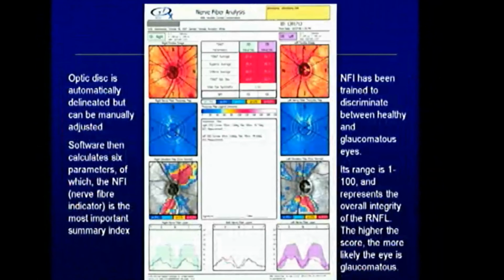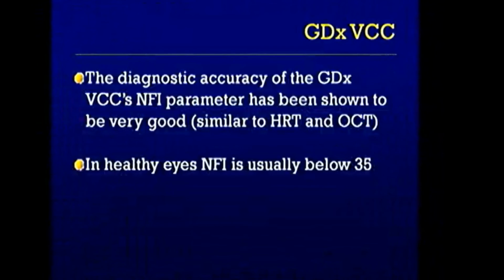So this is a typical printout from the GDX VCC, and there was a newer generation called ECC with better corneal birefringence capabilities, and it gave a number of different parameters, including nerve fiber layer thickness. Consistently in studies, the one that was most sensitive for distinguishing glaucoma from normal eyes was the nerve fiber layer index, NFI, and this was a value between 1 and 100, and the higher the score, the more likely the eye is to be glaucomatous. In healthy eyes, the NFI is usually below 35.